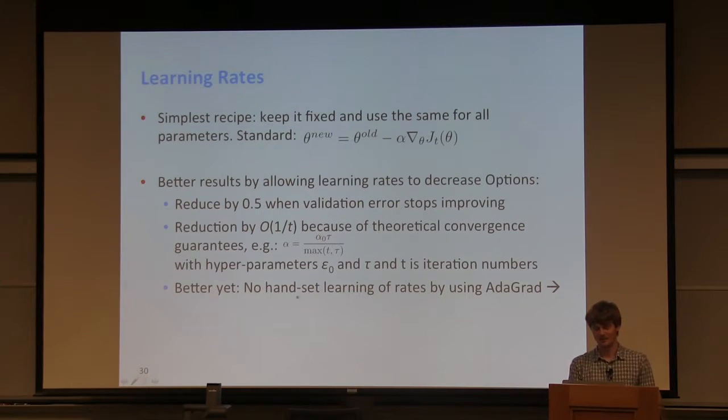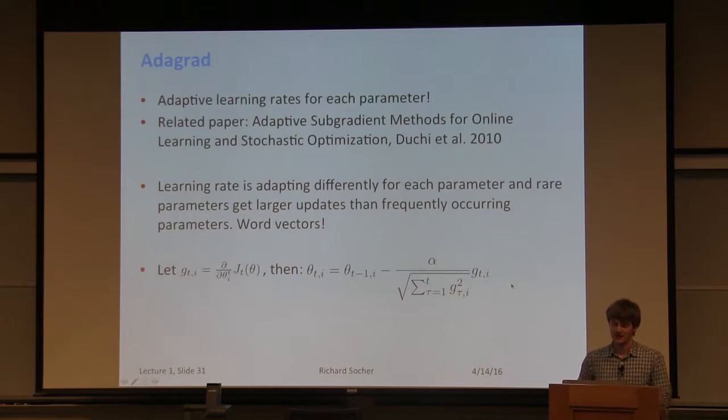There's an even better one for a lot of NLP problems, which is AdaGrad, or adaptive subgradient methods for online learning and stochastic optimization. It's a great paper introduced by John Duchi in 2010. I think he's now a professor here in the stats department. His idea, and it's in some ways a continuation of some other folks, is to adaptively change your learning rate for every single one of your parameters.